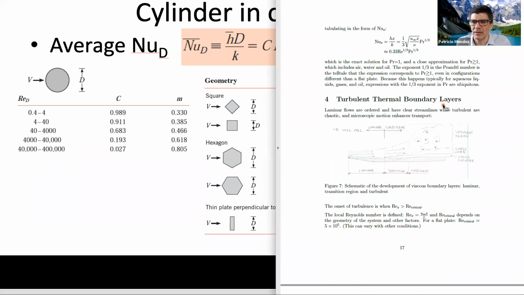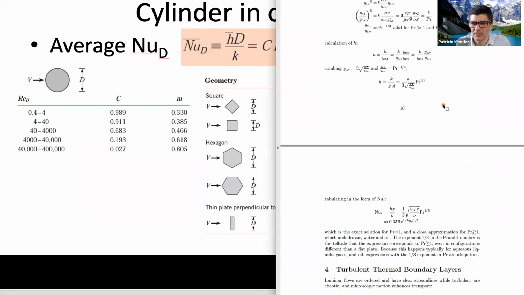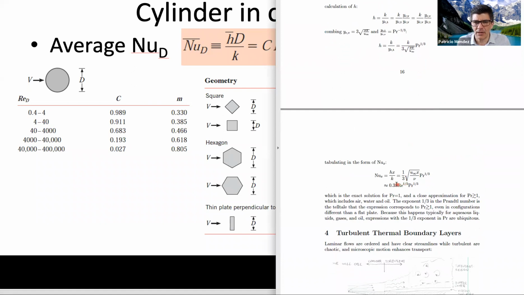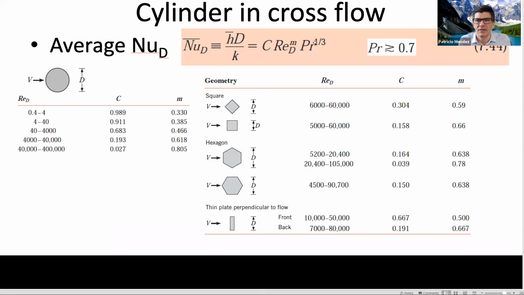here. Let me find a formula. Look at this formula. For a flat plate, we have Nusselt is a coefficient, right? A coefficient times Reynolds to the something times Prandtl to the 1/3. What do you think this is? If you look, these formulas say this is for Prandtl bigger than 0.7. Of course, I didn't need people to tell me this because I know this 1/3.